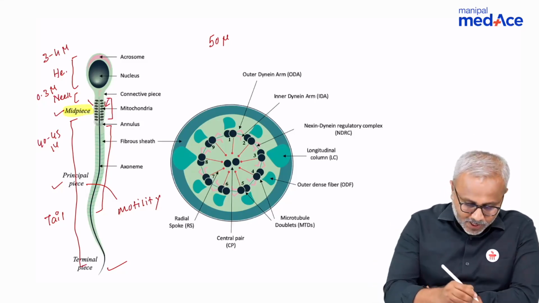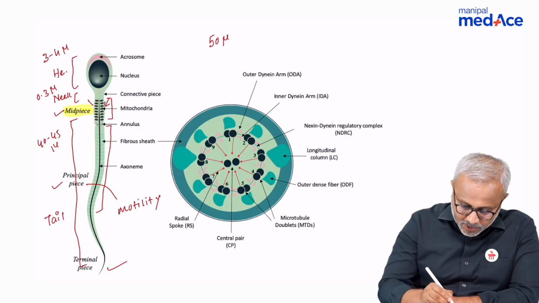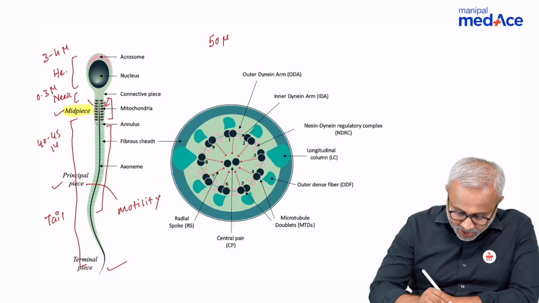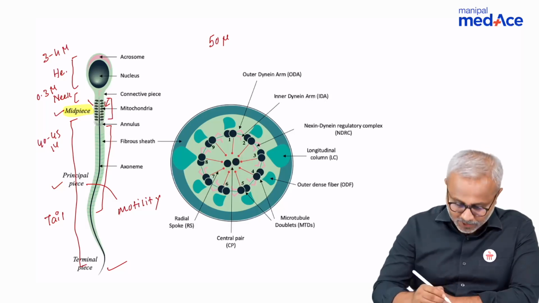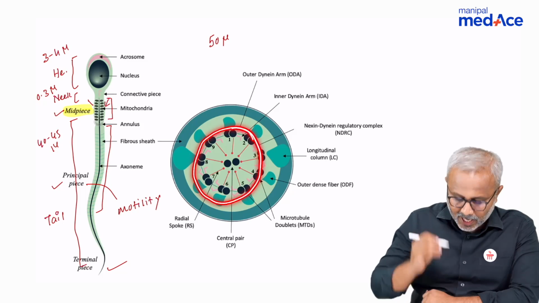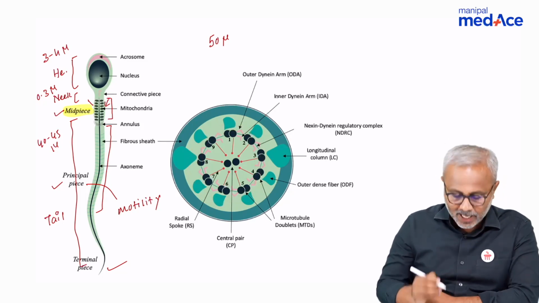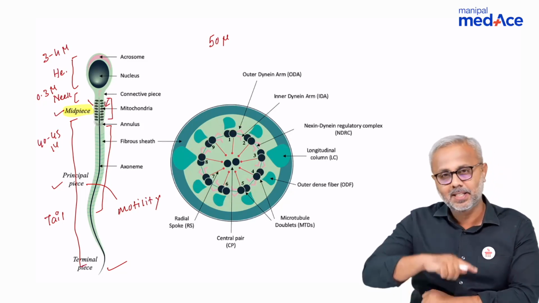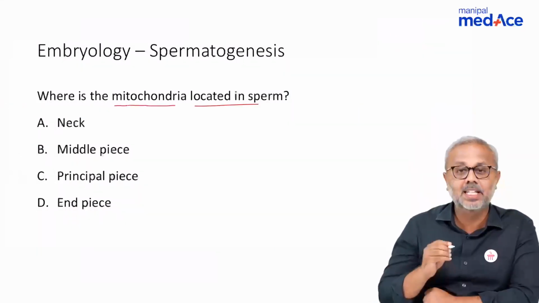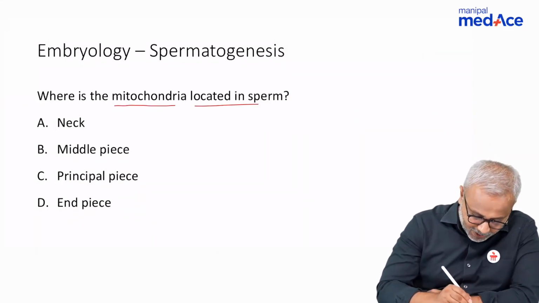Okay, so this is the ultrastructure of the spermatozoa at the tail, right? Showing the organization of the central pair and then the surrounding 9 arms of microtubules, right? And this in turn is covered by the sheath of mitochondria. Okay, so the correct option here is the middle piece.